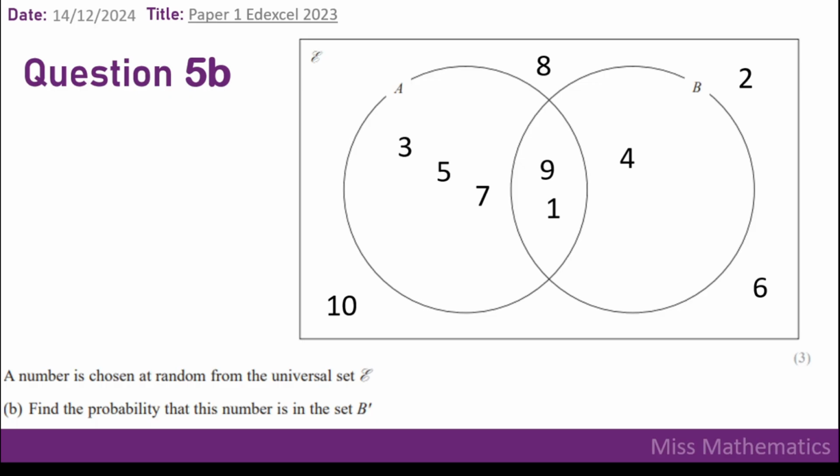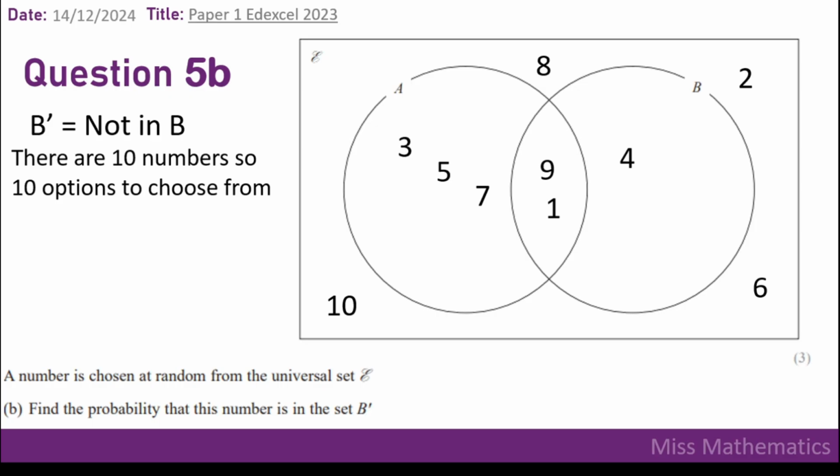Question 5b. A number is chosen at random from this universal set. Find the probability that this number is in the set B apostrophe. So B apostrophe means not in B. So we have 10 numbers in the diagram altogether, so that's what we have to choose from. These numbers that are circled are all in the B section. Remember, 9 and 1 are in B, even though they're not only in B, they're in A as well, but they still are in A and B.